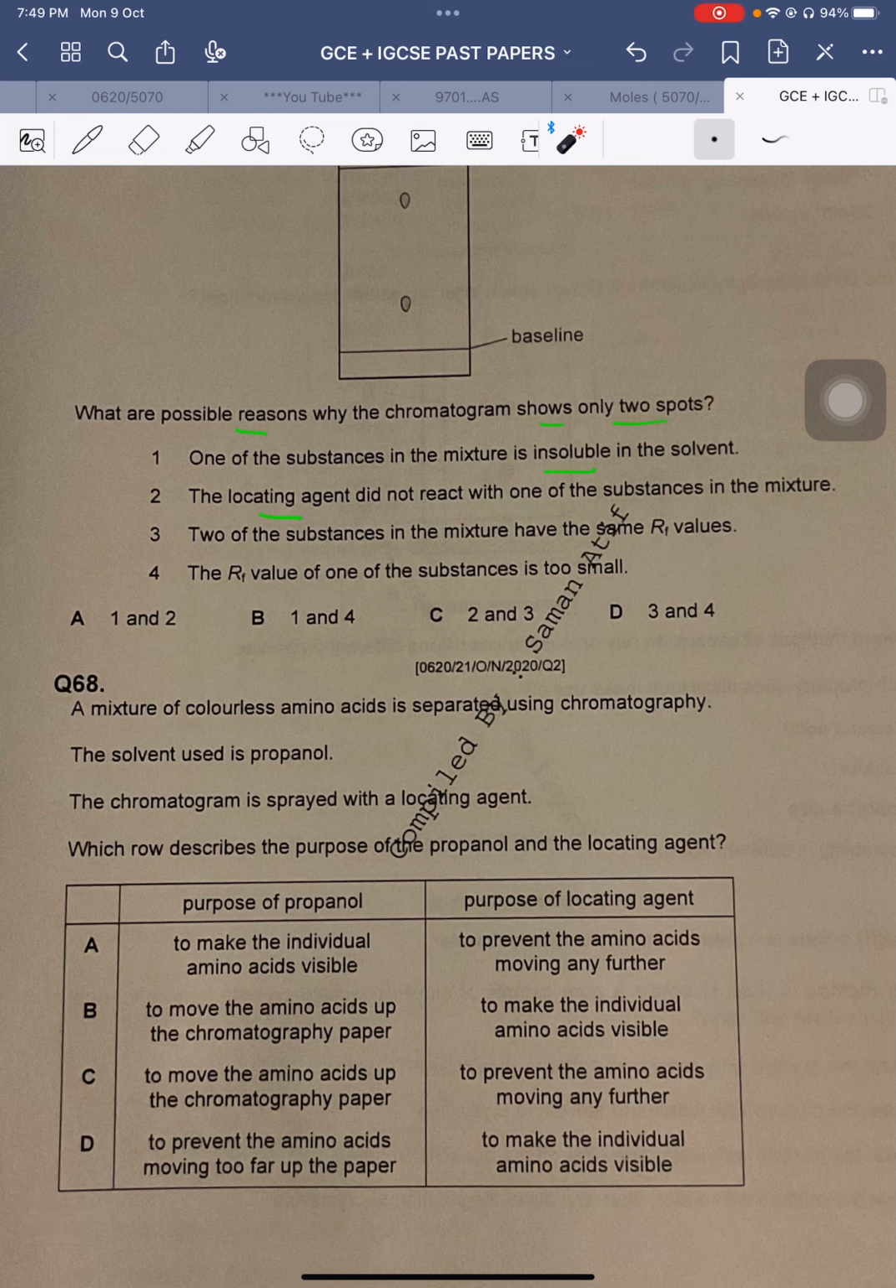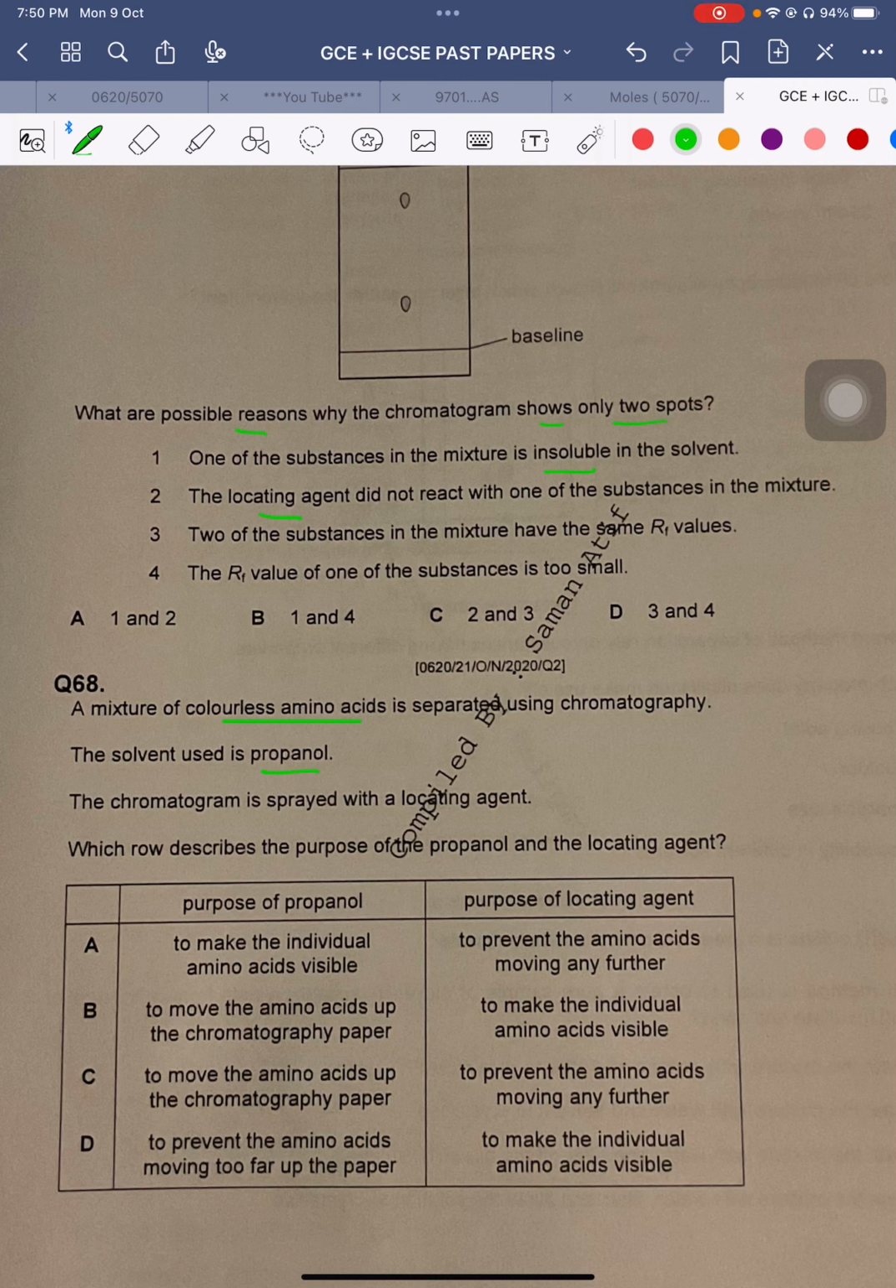Then there is another question. A mixture of colorless amino acids is separated using chromatography. The solvent used is propanol. Propanol is an alcohol. Amino acids are the building blocks of proteins, and protein is a building block in our body. Amino acids combine with each other to make proteins.